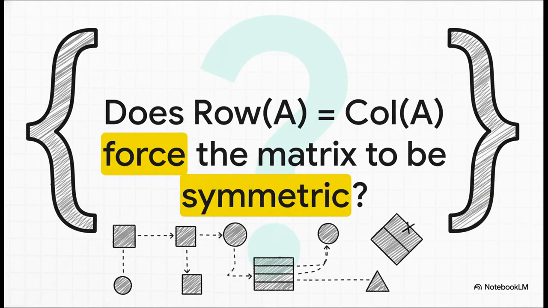This is the heart of it. Is this connection an absolute mathematical law? Or can we find some rogue matrix out there that follows the first part of the rule, it has equal spaces, but totally breaks the second part? Remember, just one counterexample is all we need to prove the claim is false.